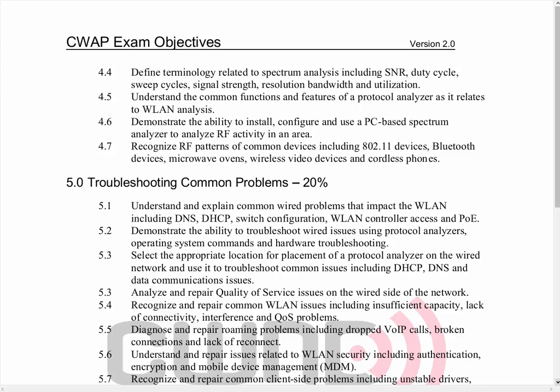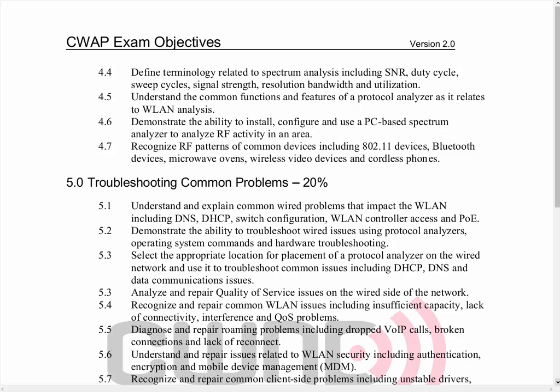Understand the common functions and features of a protocol analyzer as it relates to wireless LAN analysis. So now, how do we use a protocol analyzer on the wireless side specifically? Demonstrate the ability to install, configure, and use a PC-based spectrum analyzer to analyze RF activity. So you've got to know about the hardware that's required to build a PC-based spectrum analyzer, the software that's required, and then how to use the various features and views of that software and what they all mean.